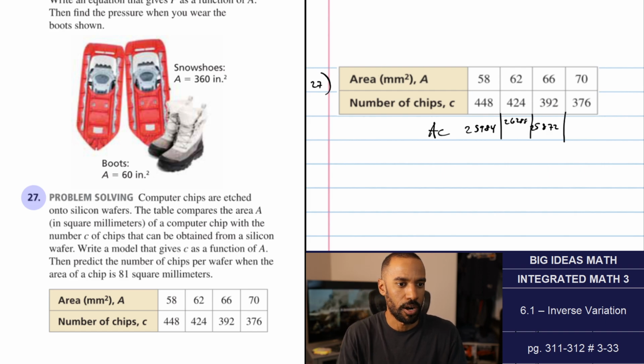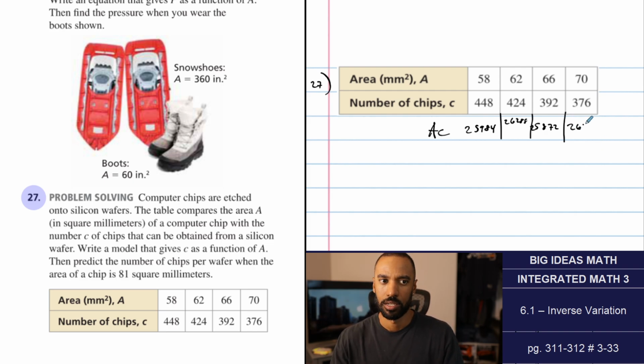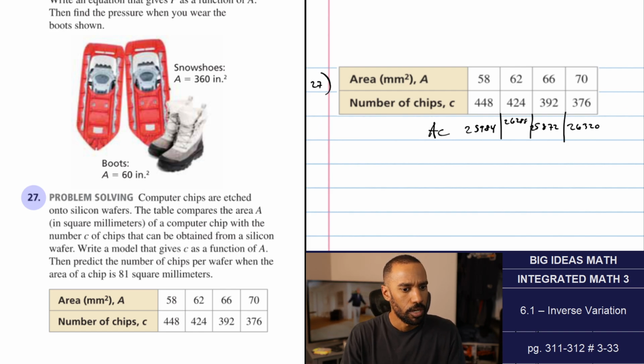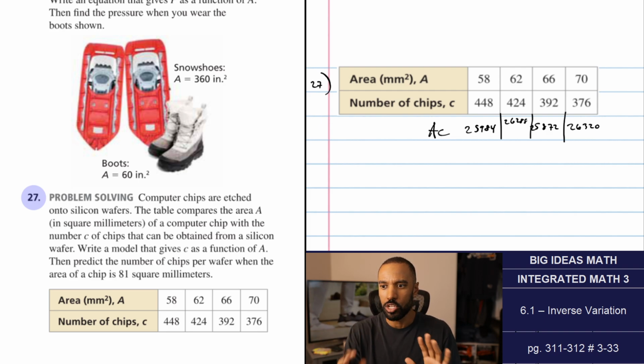I wonder if there's something I can say regarding that. Let's see if this one's about the same. They're all about the same, 26320, but they're not exactly. What did they say? Where's the question? Write a model that gives C as a function of A. So it's a model.